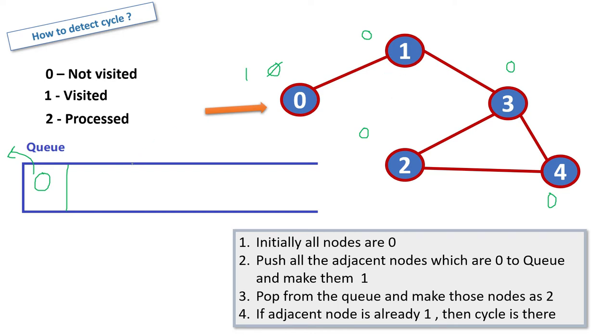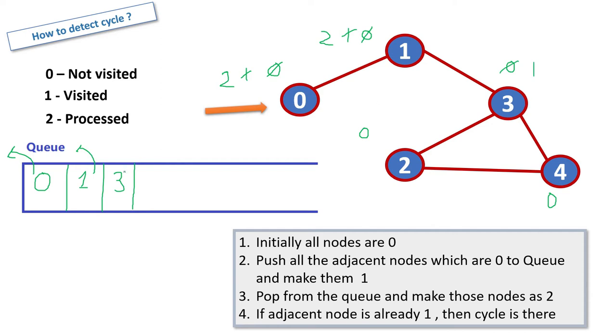So we have to push it to the queue and mark it as 1. And as 0 was dequeued, we make it 2. That means 0 is processed now. In the second iteration, we check the next dequeued element. So 1 will be dequeued and we will mark 1 as 2, and then we will check the adjacent nodes for 1, that is 3. So we push 3 in the queue and mark node 3 as 1.